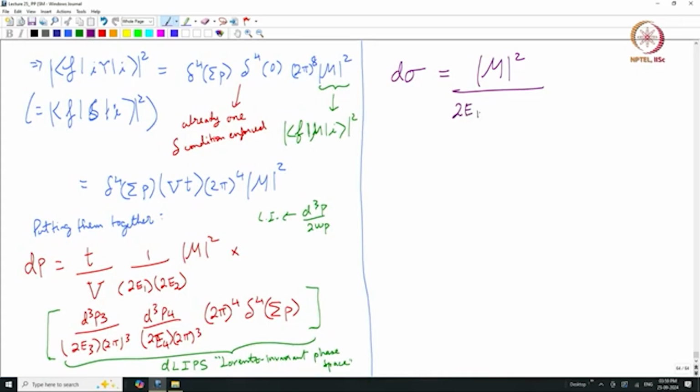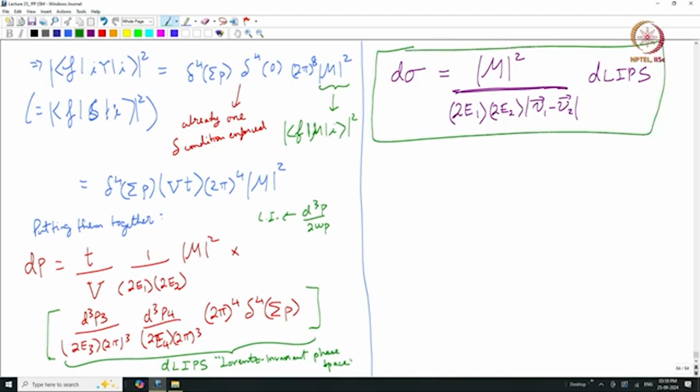That's the main point. The 2E1 goes for a ride, 2E2 goes for a ride, and crucially we have a relative velocity in the denominator. Cross section intrinsically contains a relative velocity in the denominator because that accounts for the flux. The slower the particles move towards each other, the larger the cross section, the more time they spend with each other. That is what this captures, multiplied by D-lips. Okay, that is our master equation for scattering, for 2 to 2 scattering.